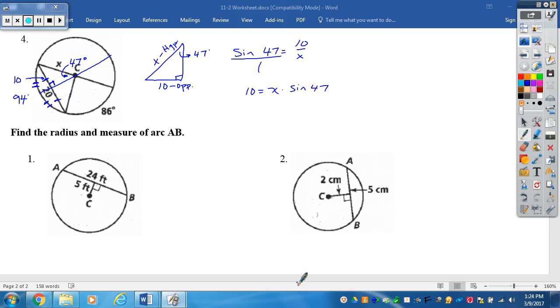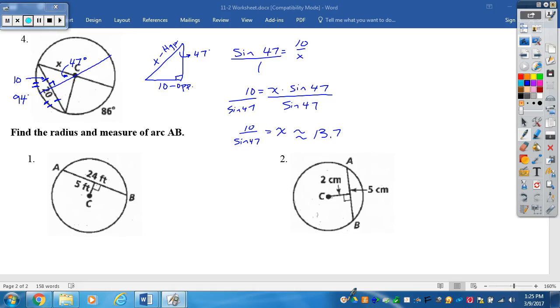All right. We can go ahead and solve for x. Now, this x I can get by myself because this is multiplication. I'm going to undo that multiplication with division. So if I divide both sides by the sine of 47, we get what x is. Okay? And so in the end, x is going to be approximately 13.7.